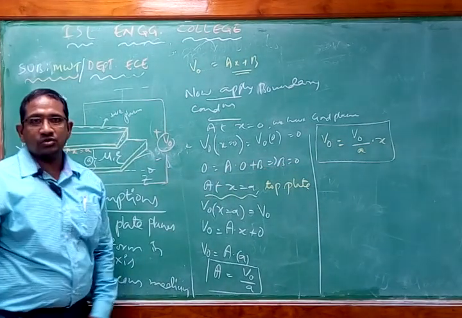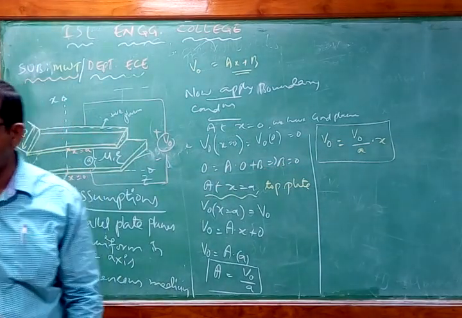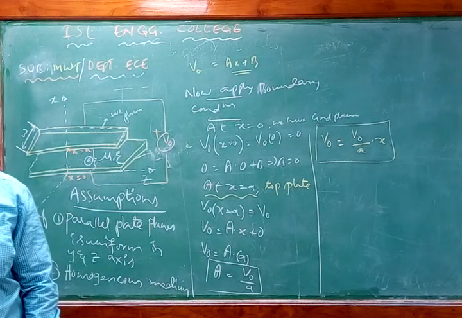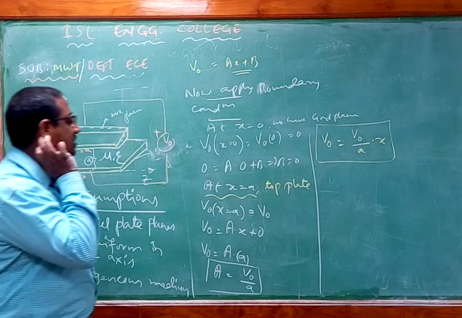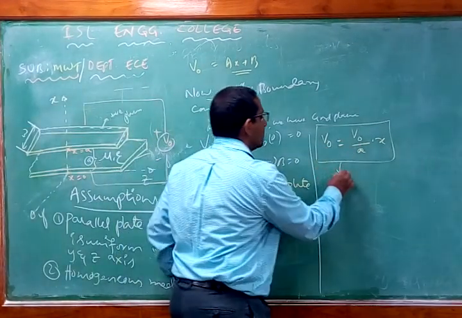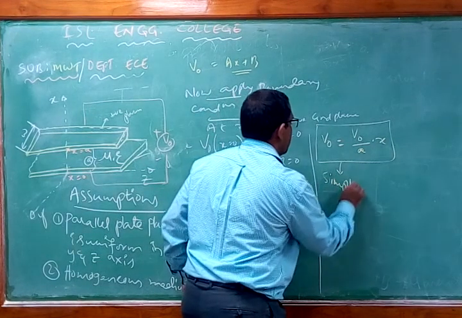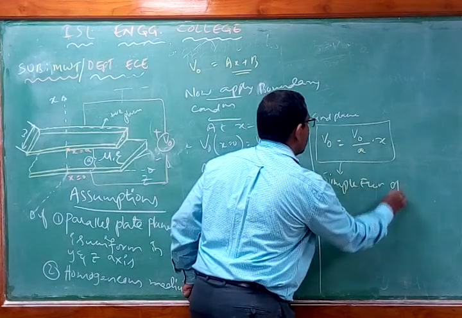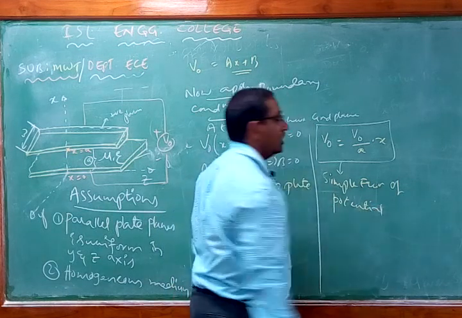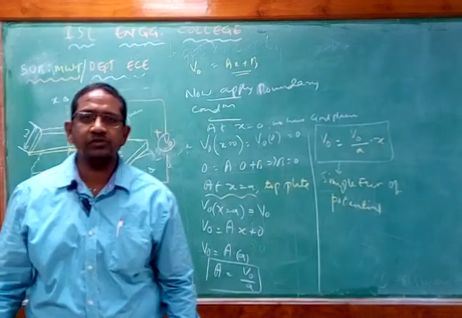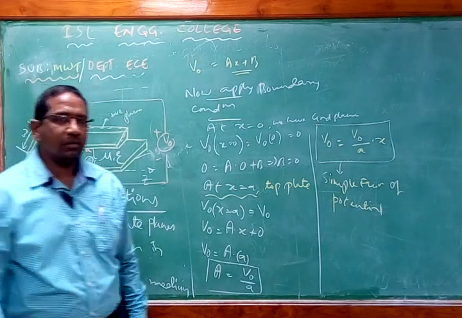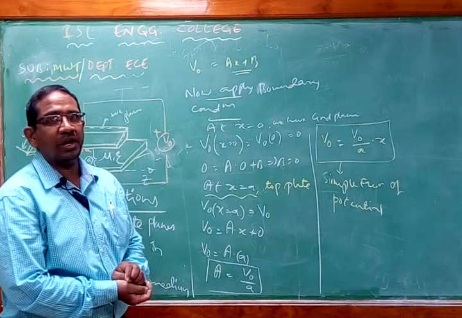Once we get this potential equation between these two parallel plates, it is in the form of a simple equation of potential. It is known as a simple equation of potential. Did we really get the final solution? No, we have to get the wave propagating through a medium. We want to get the wave propagating through a medium.